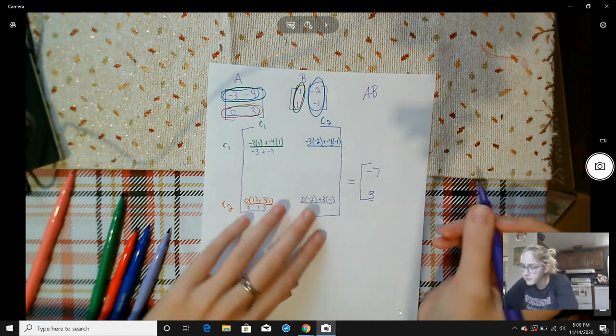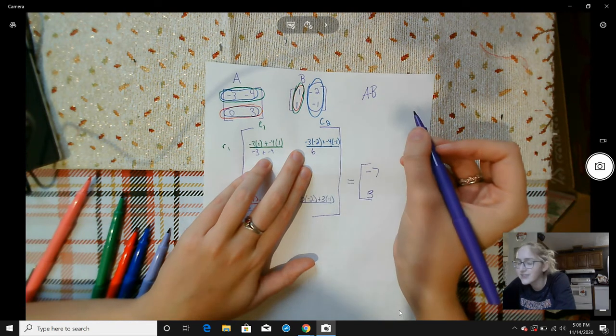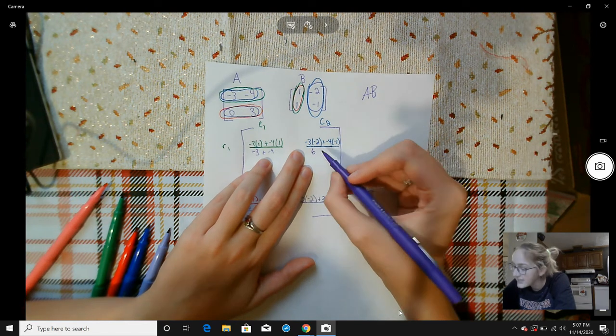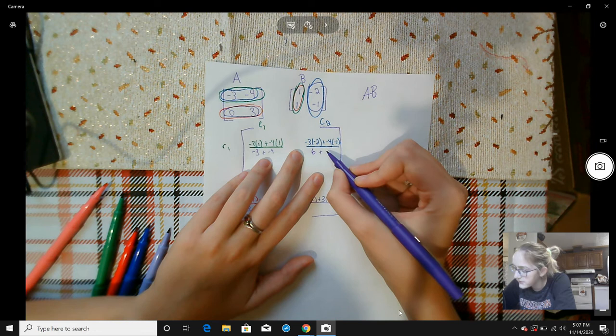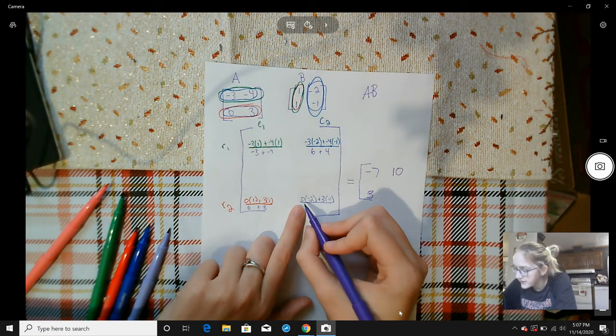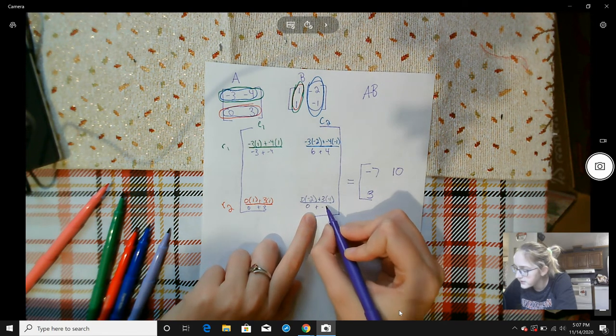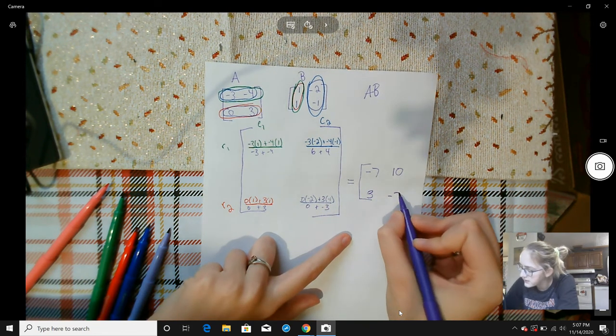Negative 3 times negative 2 gives me a positive 6, plus negative 4 times negative 1 gives me a positive 4. So we're going to have 10 up here. Then down here, 0 times negative 2 is 0, plus 3 times negative 1 is negative 3. 0 plus negative 3 is going to give me negative 3.